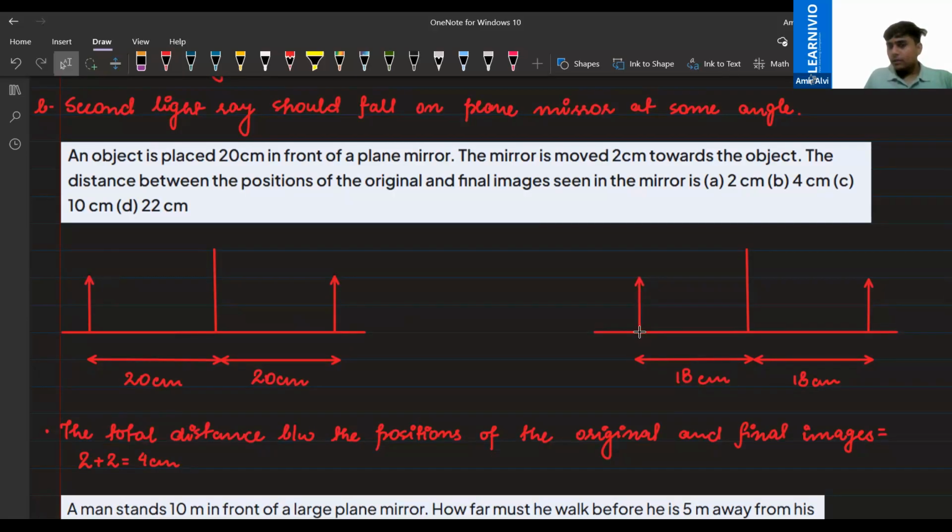The question is asking what is the change in the distance between the original image and the final image. So that was 2 centimeter from the mirror. That means 2 centimeter will also be reduced from that side as well. So in total, 4 centimeter has been reduced. Yes or no? Yes, sir. Any doubt so far, Inan? No, sir. That's great.